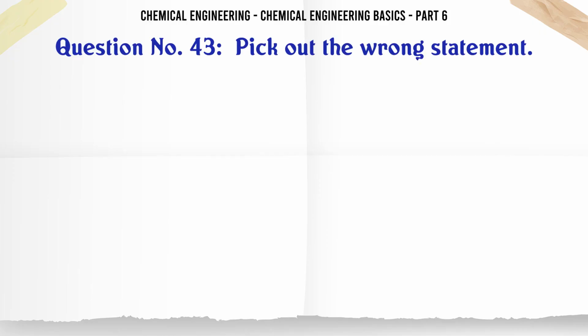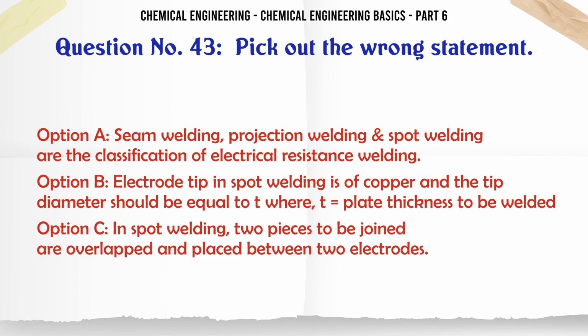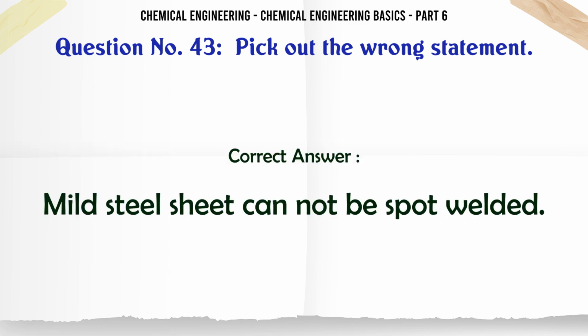Pick out the wrong statement. A. Seam welding, projection welding and spot welding are the classifications of electrical resistance welding. B. The electrode tip in spot welding is of copper and the tip diameter should be equal to root T, where T is the plate thickness to be welded. C. In spot welding, the two pieces to be joined are overlapped and placed between two electrodes. D. Mild steel sheet cannot be spot welded. The correct answer is mild steel sheet cannot be spot welded.